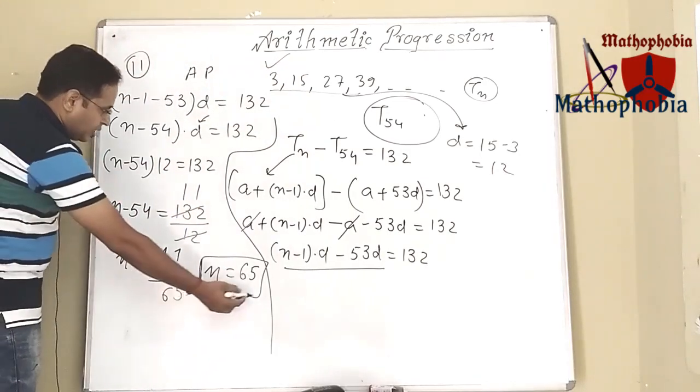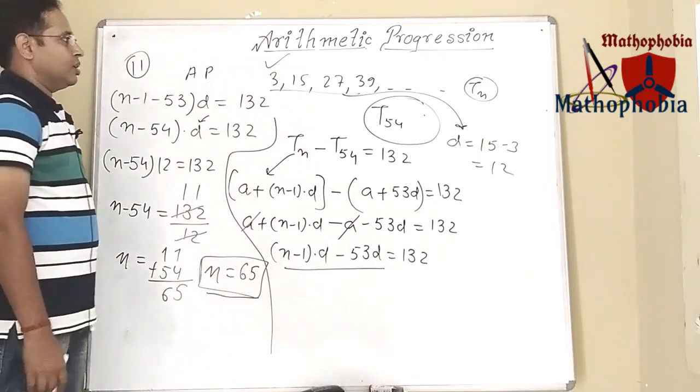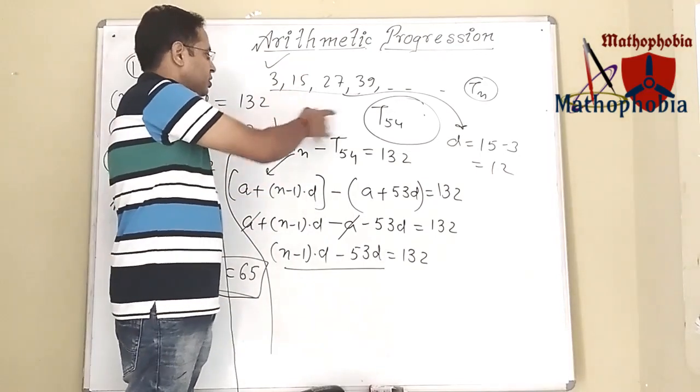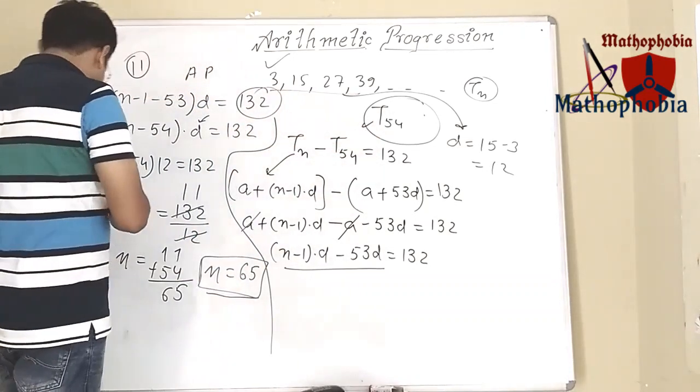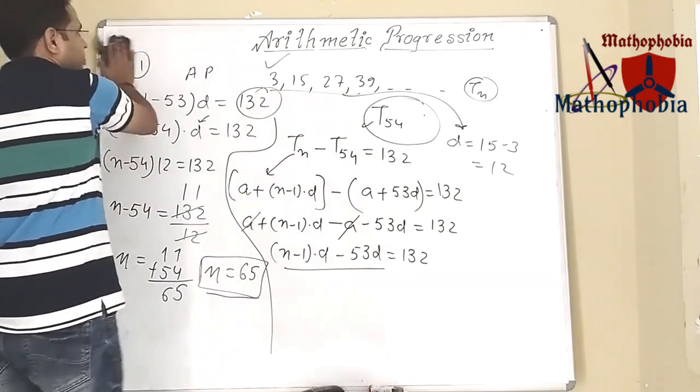So therefore the answer is 65th term of this AP. And now 65th term of this AP is 132 more than its 54th term. I hope it is clear. Let's move on to the next one.